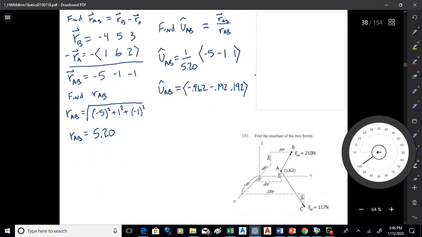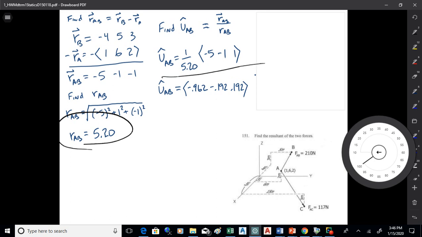So that's the next thing I want to do. I want to take that magnitude, which is 5.2, and I want to divide it through UAB. And you can see the signs are correct now, so that got corrected out. I'm dividing the 5.2 through the vector, the -5, -1, 1. And that gets me the unit vector from A to B. So that's -0.962, -0.192, and +0.192. That vector has a magnitude of 1, and it points from A to B.